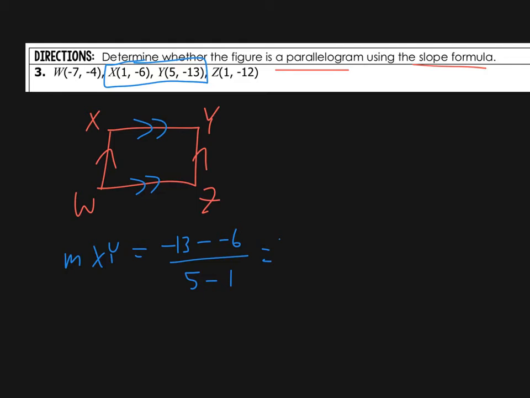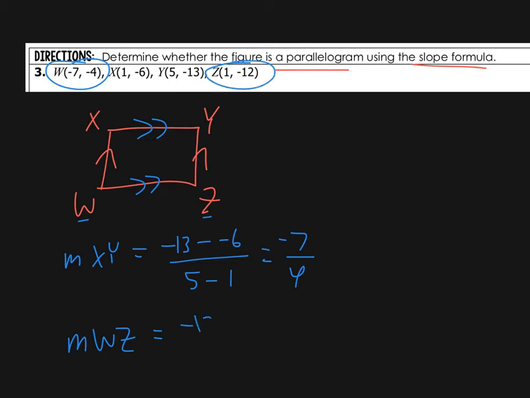Negative 13 plus 6 is going to be negative 7, and 5 minus 1 is 4. So we have negative 7/4. Okay, that's our first slope. Now, the slope of XY should be congruent to the slope of WZ. So we go up here and we start working this through again. I got my WZ coordinates over here, and we work it through.